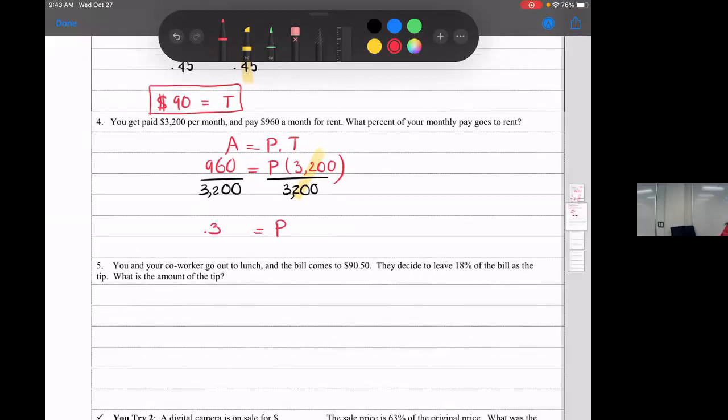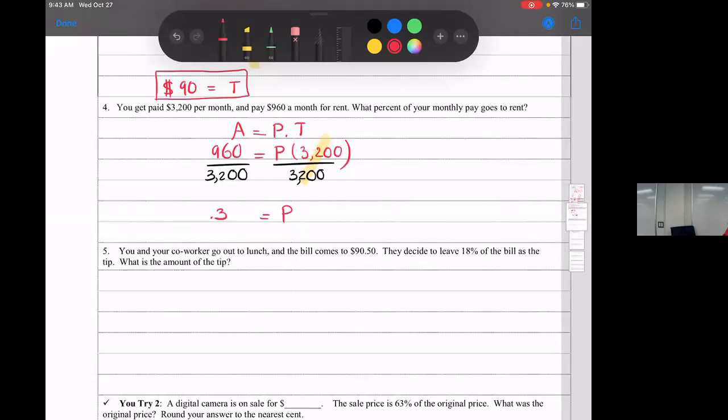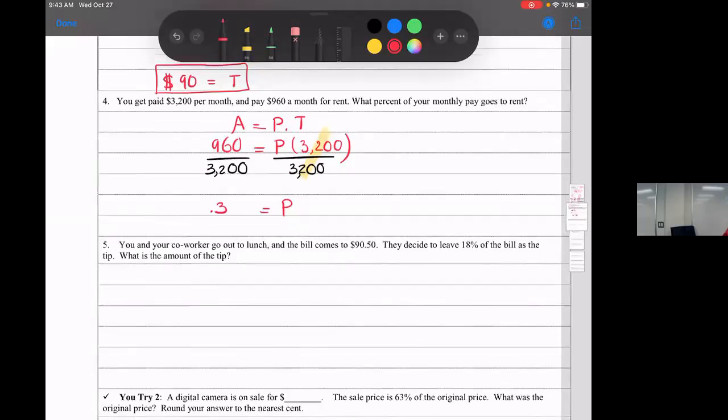No, not 3%. 0.3 is 30%. If you doubt yourself, multiply it back by 100. It'll tell you. I don't want you to make a silly mistake like that on the exam. You can multiply it back by 100 if you're unsure.